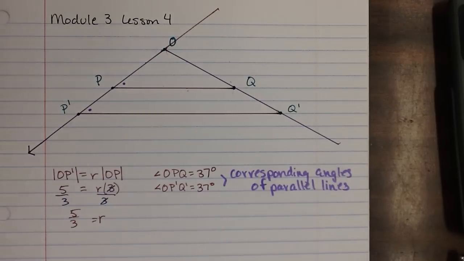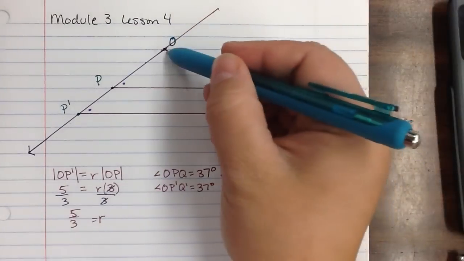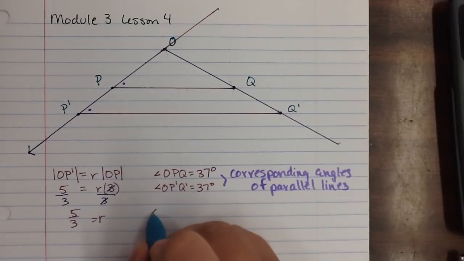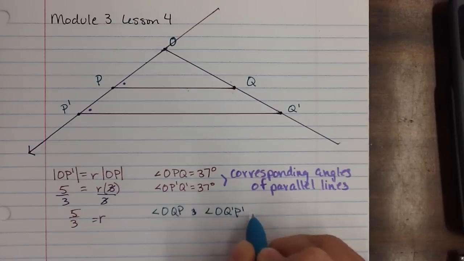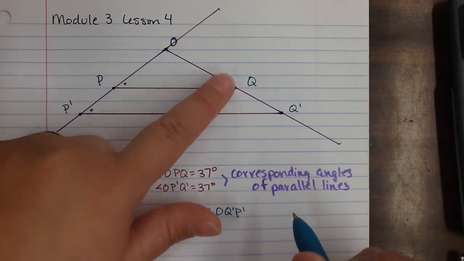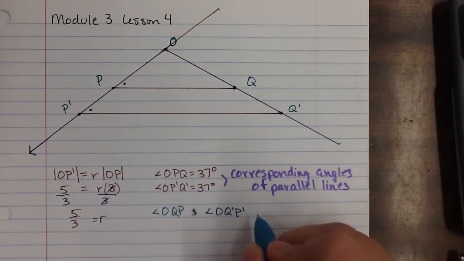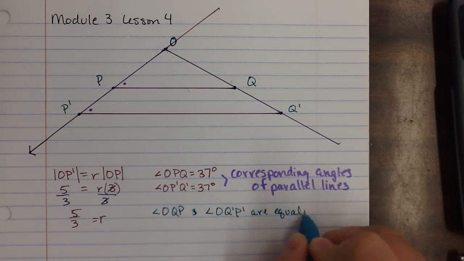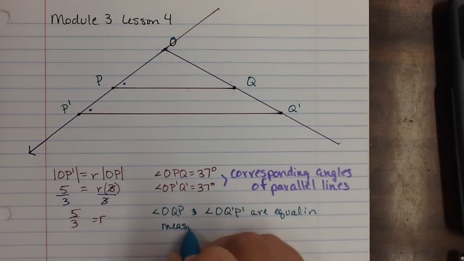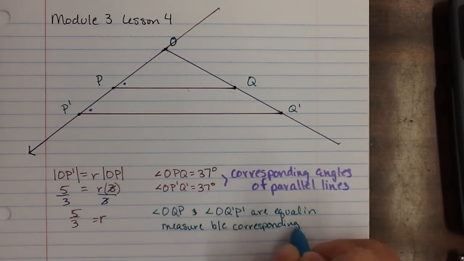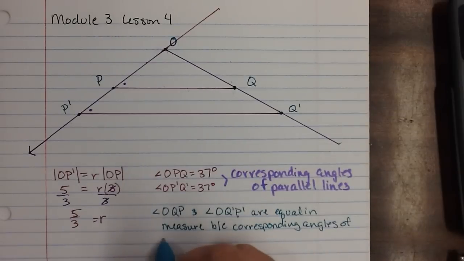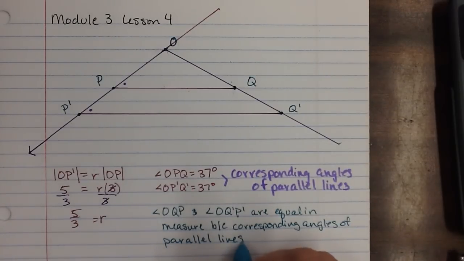So without using your protractor, what can you say about angles OQP and OQ prime P prime? So angle OQP and angle OQ prime P prime. If we look at this, these again are corresponding angles, so they're going to be equal in measure, because they're corresponding angles of parallel lines. Okay?